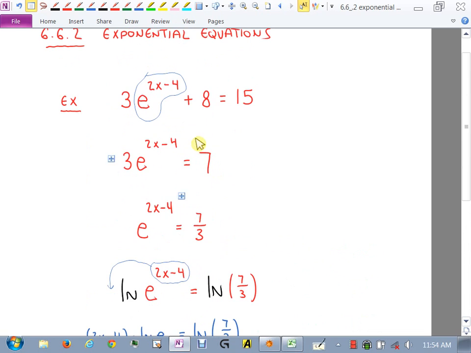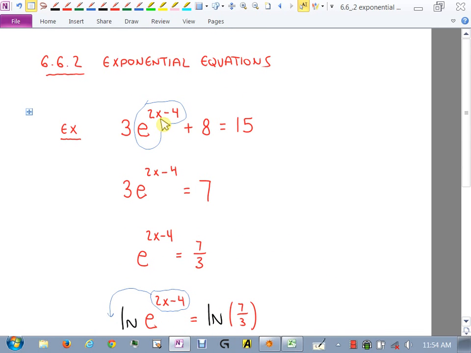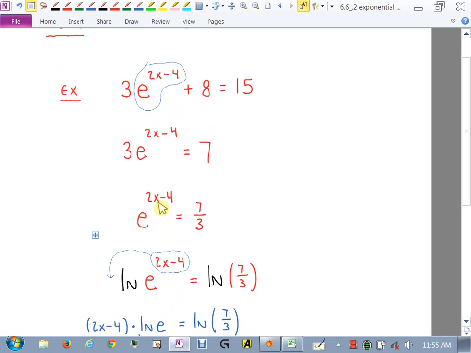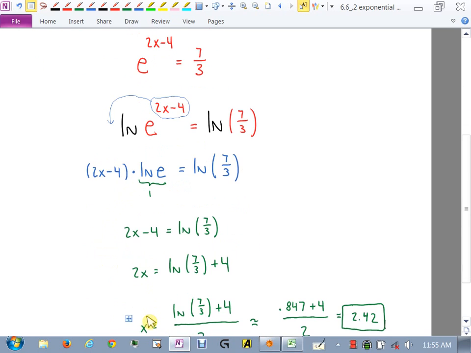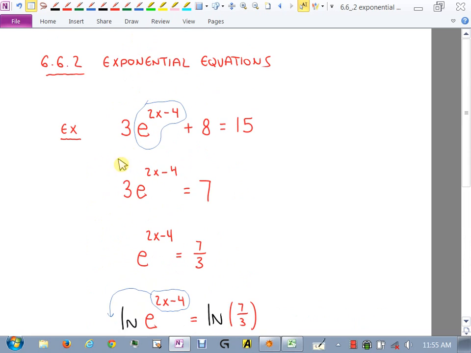Recap. Trying to solve an exponential equation. The exponent has a variable in it. You can try and isolate this exponential term or factor, get everything else out of here, then come in with log on both sides, natural log on both sides, use the property of logs, drop it down, and then isolate your x. Let's do another one.